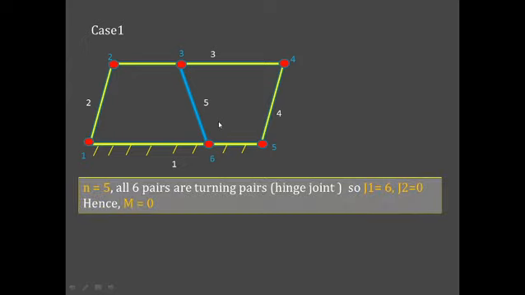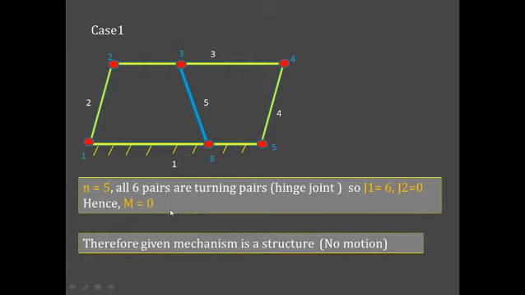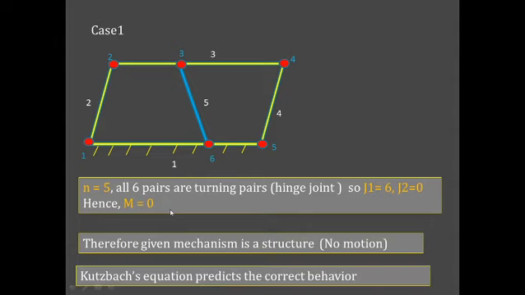So with this data, number of links is 5 and J1 equals 6 because all the 6 pairs have degree of freedom 1, and J2 equals 0 because none of the pairs has 2 degrees of freedom. So we get the value of mobility m equals 0, which suggests that this given mechanism is actually a structure, meaning there is no motion between the links of the mechanism. Here the Kutzbach equation predicts the correct behavior of the mechanism.